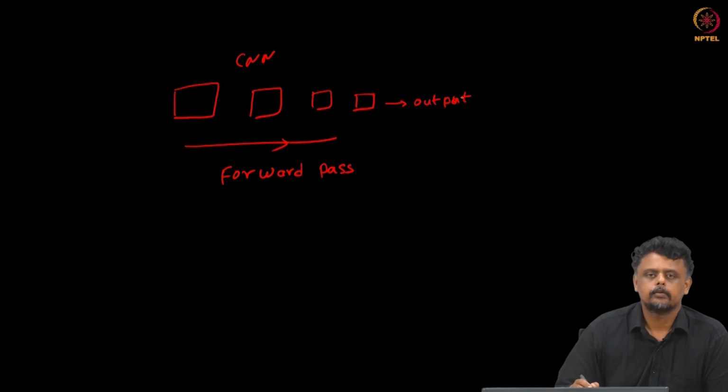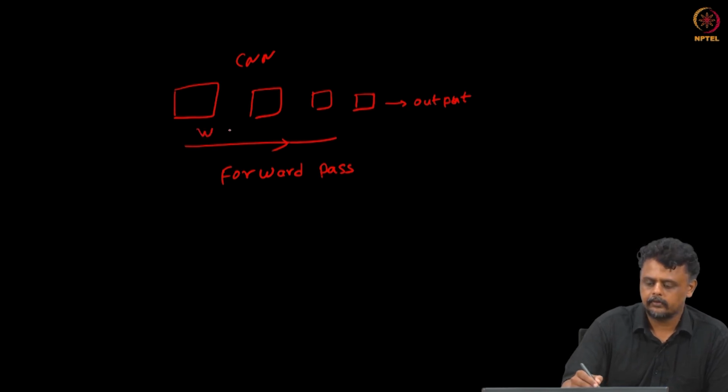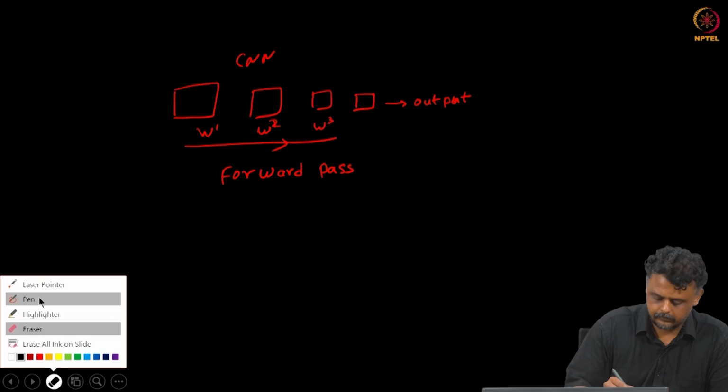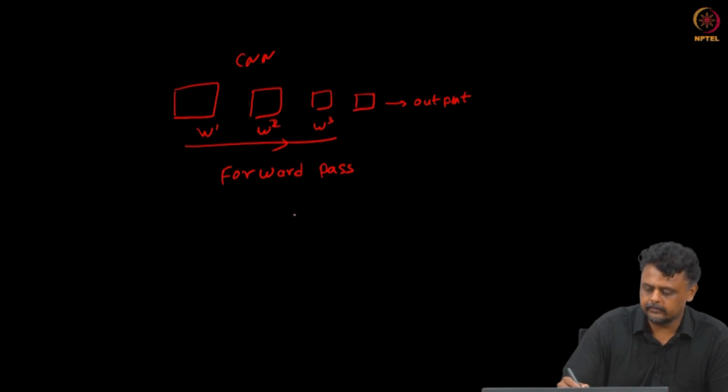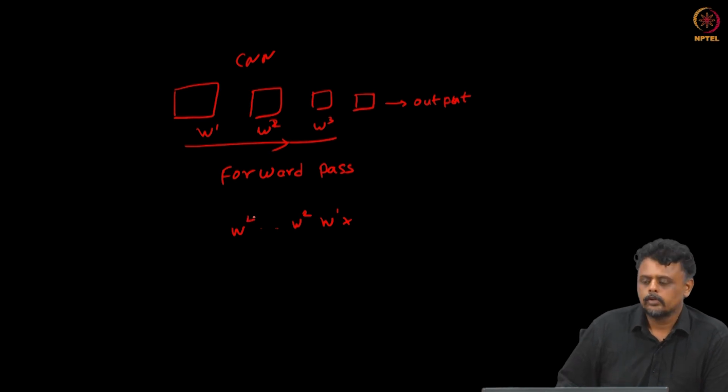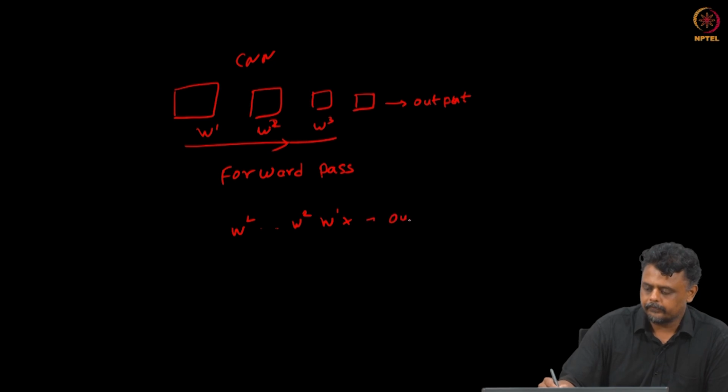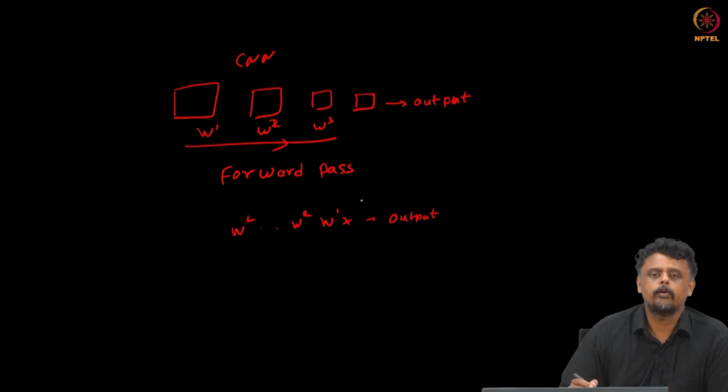We know that to get from the input to output, it is basically a sequence of matrix multiplications. If the weights in every layer are W1, W2, W3, and so on, just to be slack with the notation here, the output will be a sequence of matrix multiplications, W1x and so on and so forth. If there are L layers, then you have WLx. So, this is your output during the forward pass.